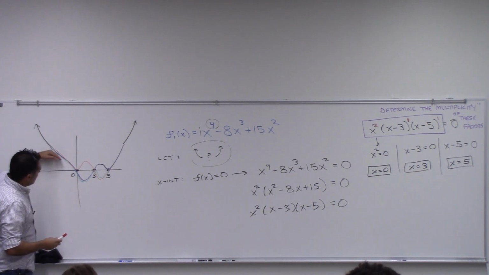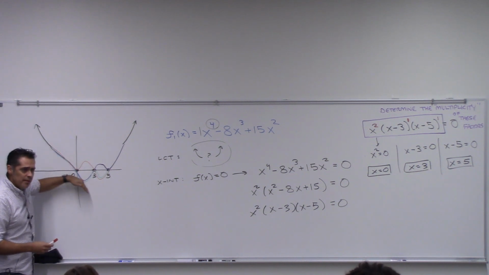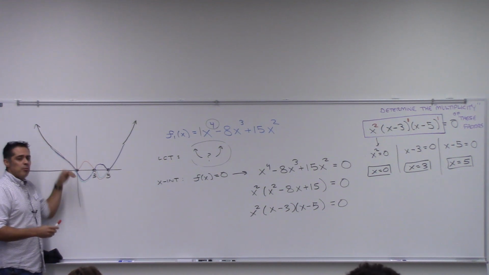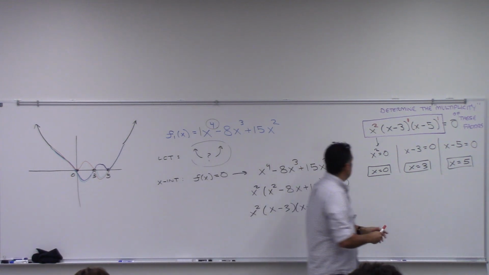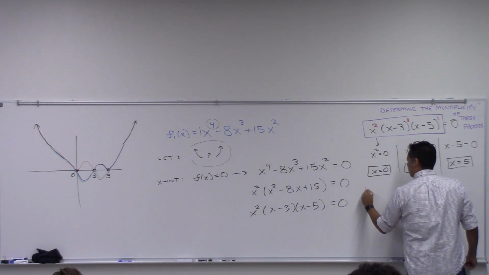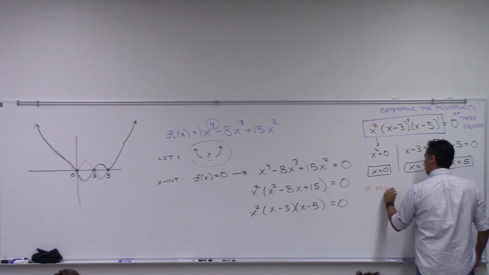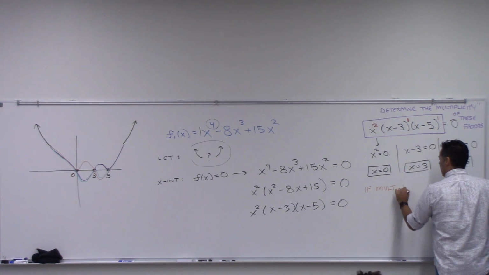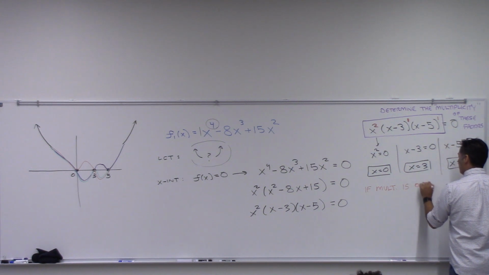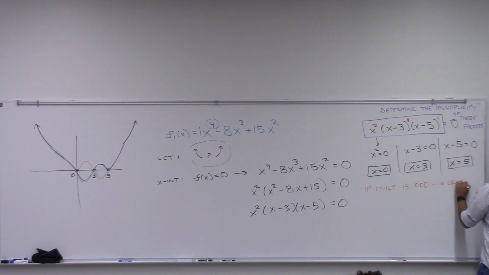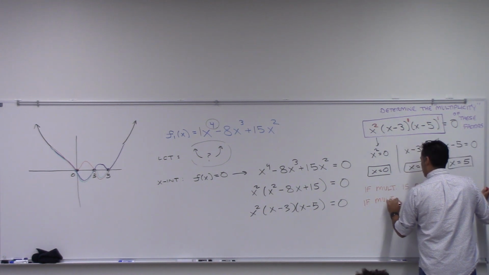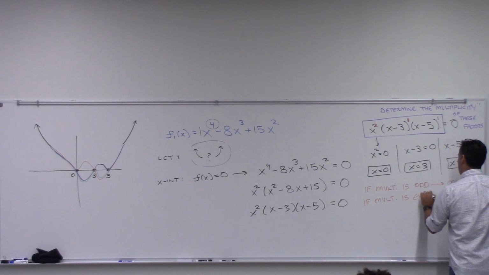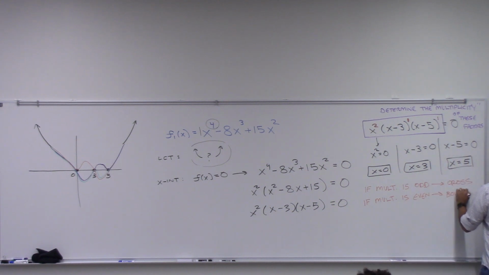Do y'all agree the purple and the green cross through the x-intercept? They cross through, but the red one bounces, yes? The multiplicity is what tells you what you're going to do. So if the multiplicity is odd, you cross through the x-axis. If the multiplicity is even, you bounce. Okay? You bounce.